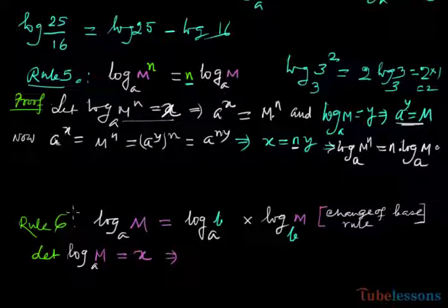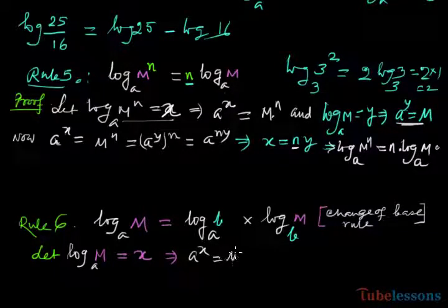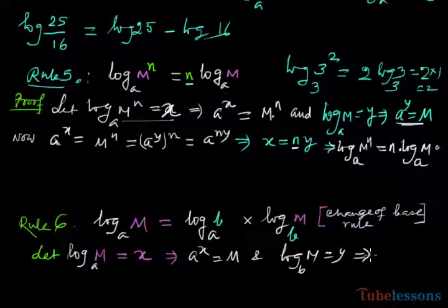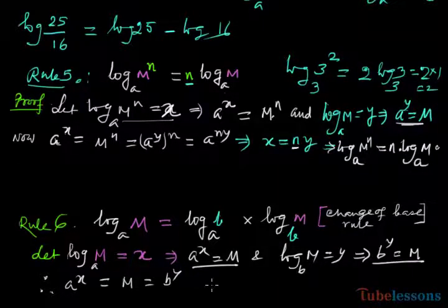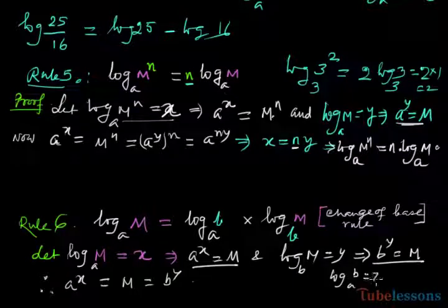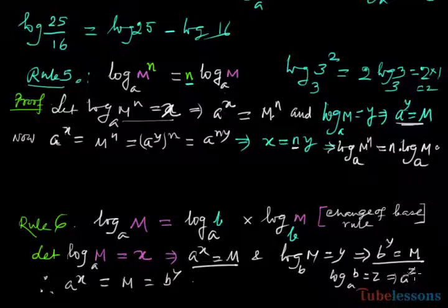So this implies a to the power x equals n, then log n base b is equal to y, so from this relation and this relation we obtain. Now another relation we take here, log b base a is equal to z, so that we will get a to the power z is equal to b. So here b will be replaced by a to the power z.